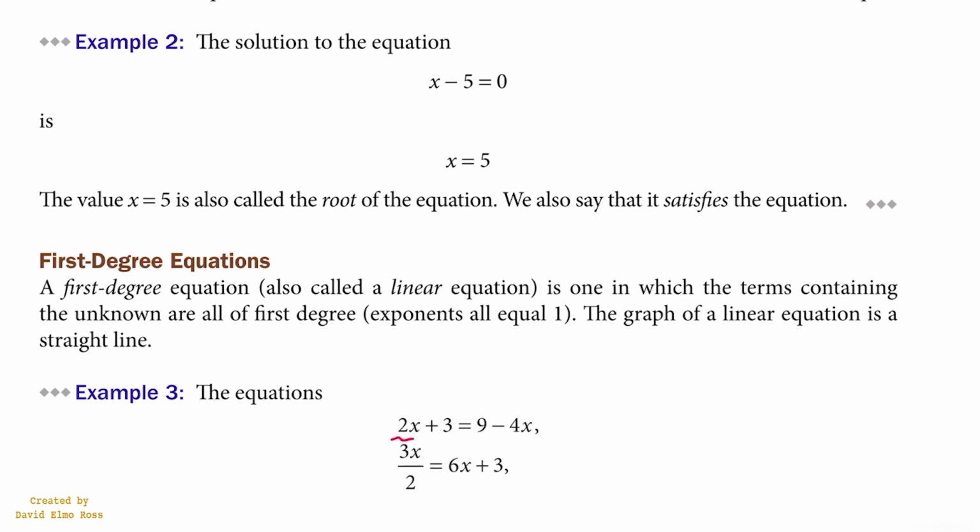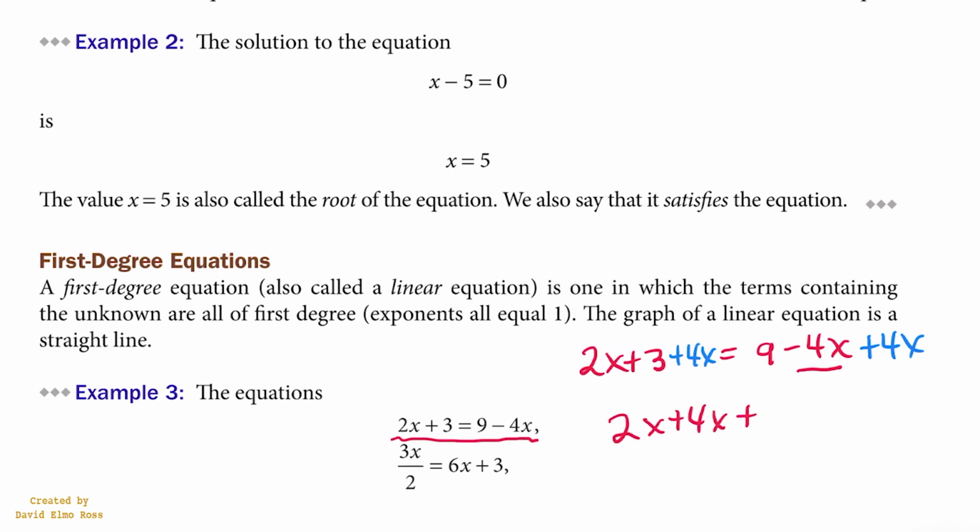Let's take a look at working out this equation and solving it. So if we take 2x plus 3 is equal to 9 minus 4x. Now what we want to do is bring this over to the other side. In order to do that, we can add 4x to this side and add 4x to this side to maintain the balance. And if we rewrite this, this is going to give us 2x plus 4x plus 3 equals 9. And if we combine terms, this is 6x plus 3 equals 9.